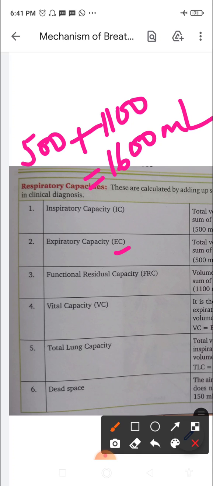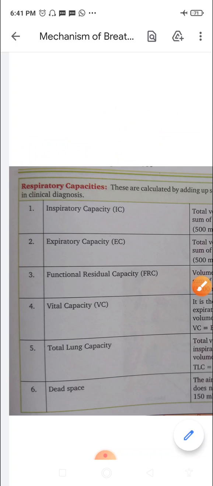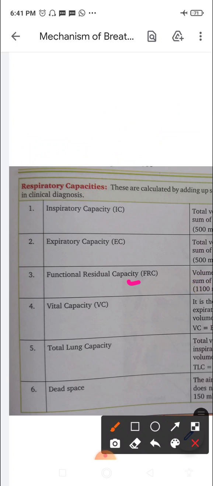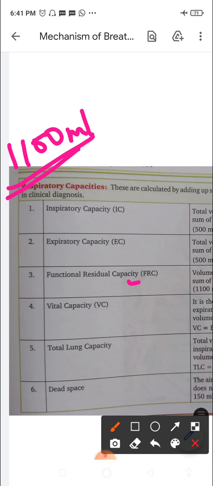Third is the functional residual capacity. It is the volume of air that remains in the lungs after a normal expiration. It is the sum total of expiratory reserve volume and the residual volume. So the expiratory reserve volume is 1100 ml and the residual volume is 1200 ml. So that makes it 2300 ml.